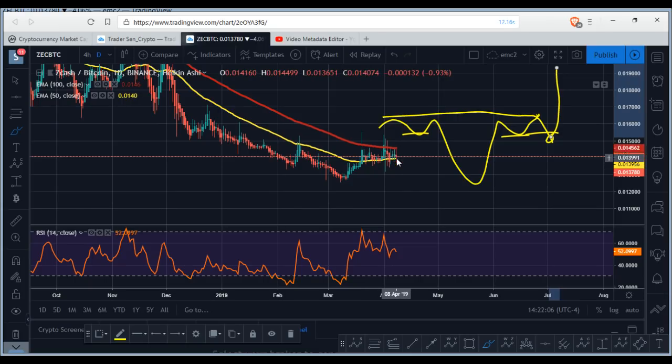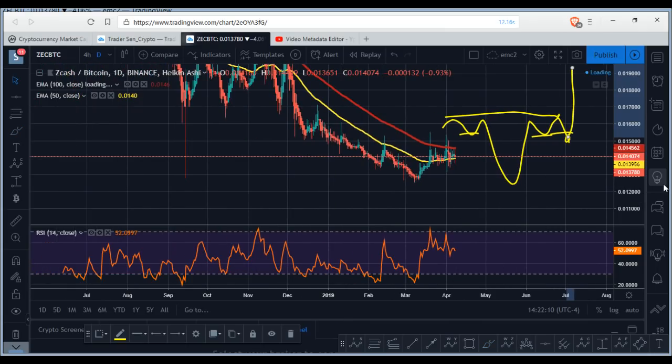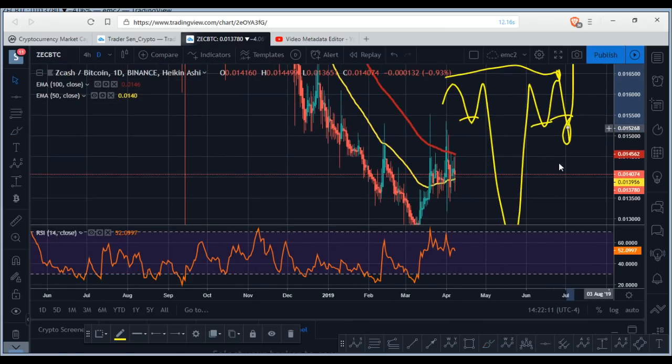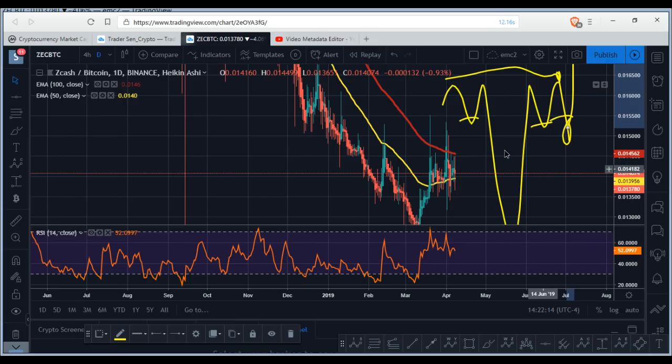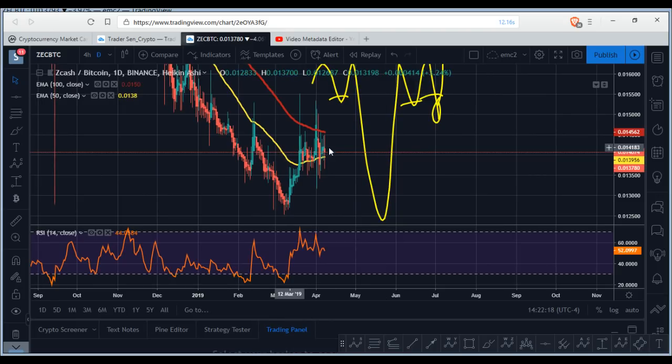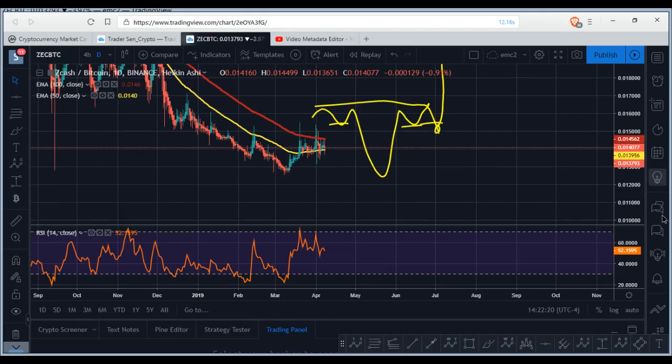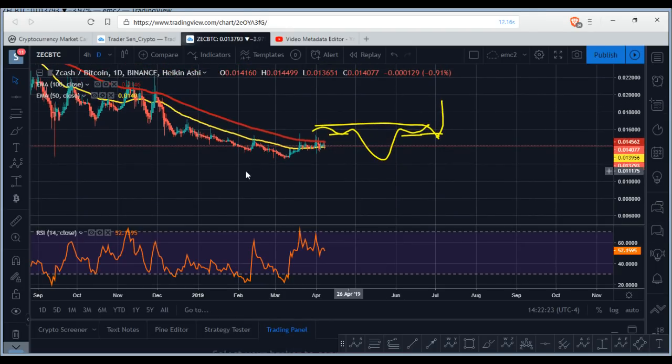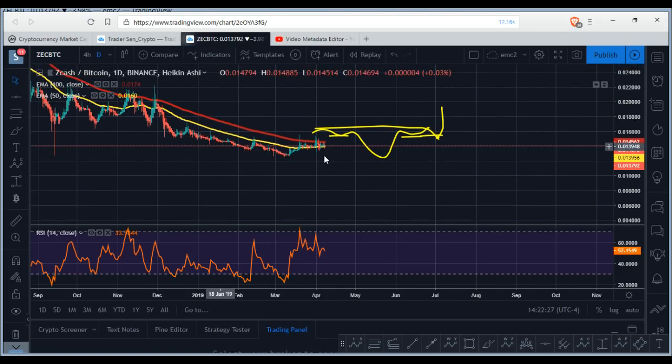The pattern Tron was supposed to be making, Zcash is exactly making it. So you've got to remember, an inverse head and shoulders doesn't always have to be beautiful. If you zoom in, you can clearly see this inverse head and shoulders, but if you keep your screen flat, you're not going to see it. You've got to look at things in 3D.